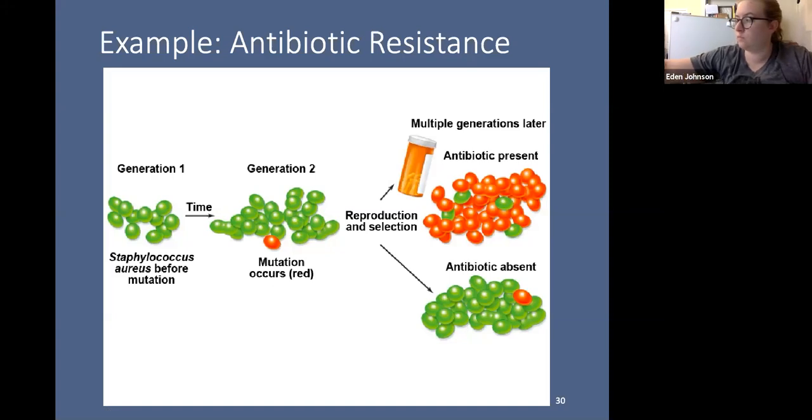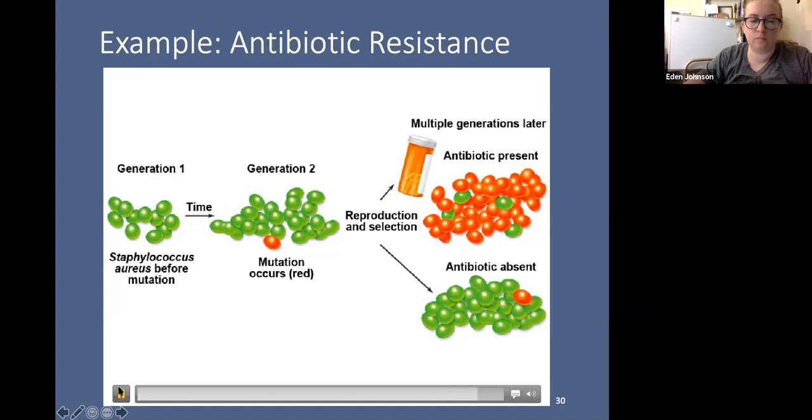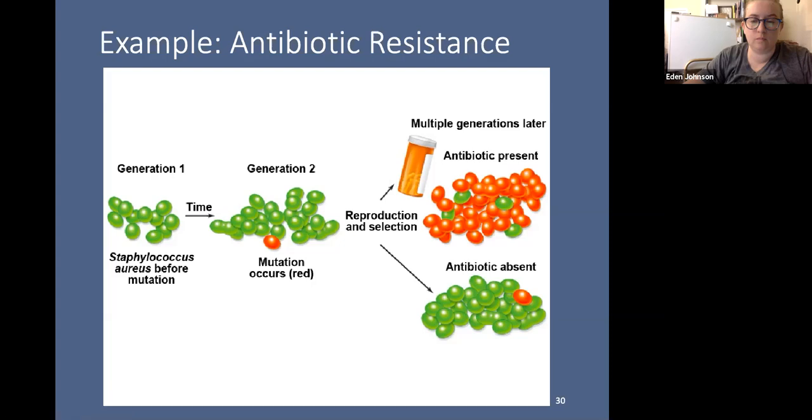Within each environment, individuals with adaptations that increase survival and reproductive success have a selective advantage. Understanding the basics of natural selection explains why species seem to have perfect traits for their environment, such as antibiotic resistance in bacteria that are often exposed to antibiotics.